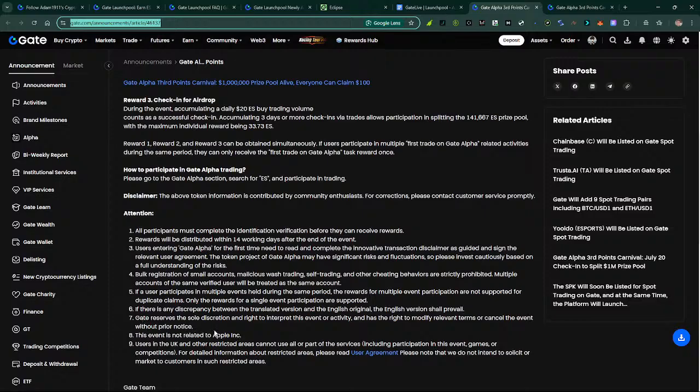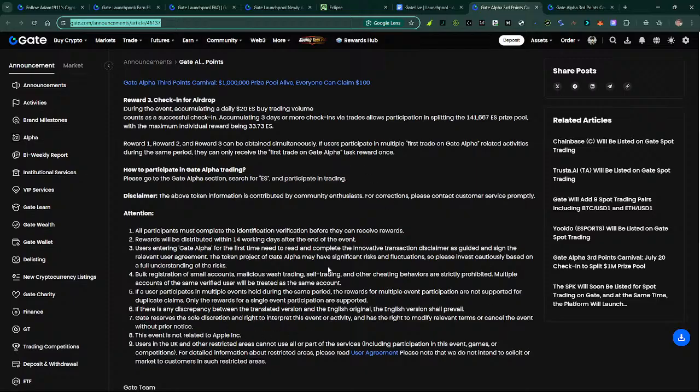And Gate reserves the sole discretion and right to interpret this event or activity, and has a right to modify relevant terms or cancel the event without prior notice. Okay, that's so much power out there. So they have the power to cancel this event at any time. So it would be better if you participate early. Okay, and register and do everything you have got to do if you got the money. Okay, so here in this task, you will need a lot amount of USDT. Okay, so remember that as well.